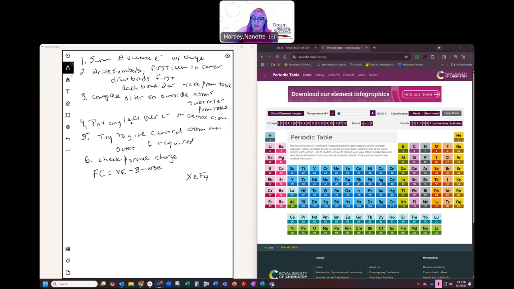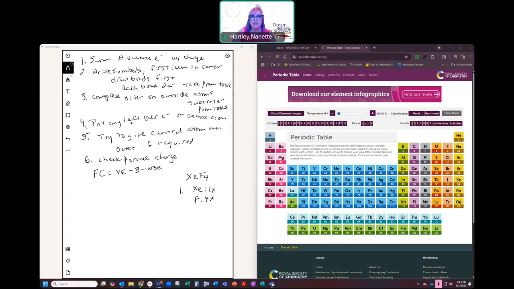So the first thing I want to do is sum all of the valence electrons that come with this. So I know I have one Xe that's in this, and I have 4 Fs. So 1 Xe, and I'm going to multiply by the number of valence electrons there, and I have 4 Fs, and I'll multiply by the number of valence electrons there.